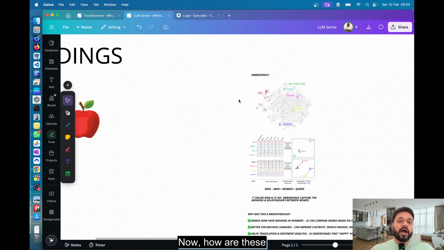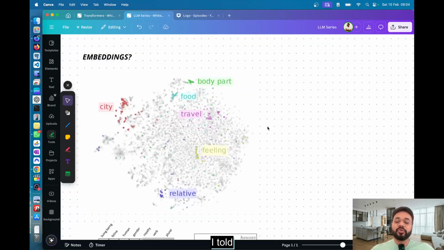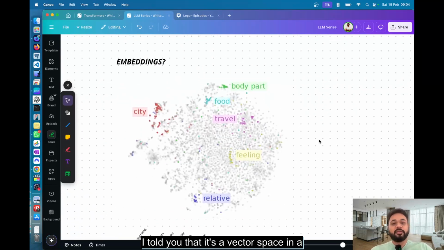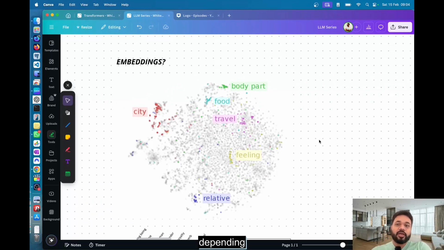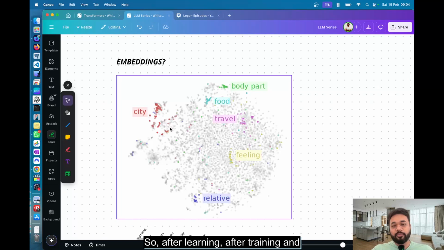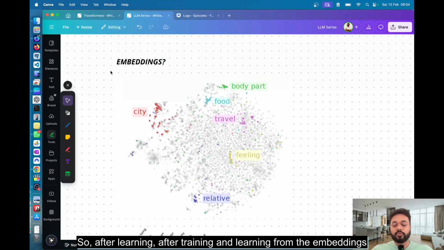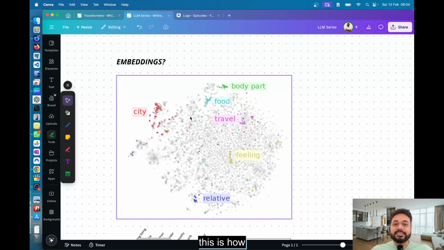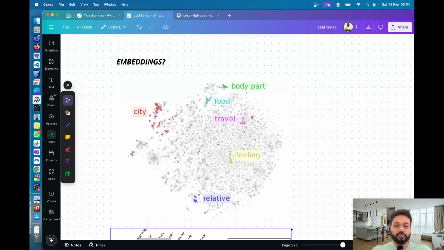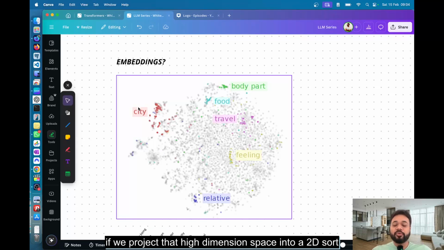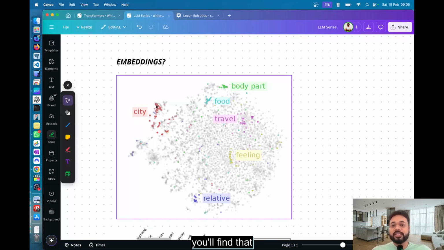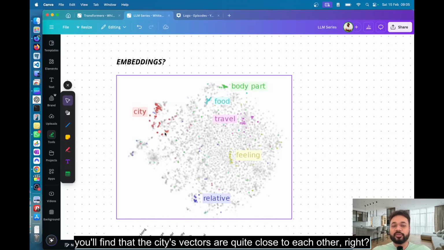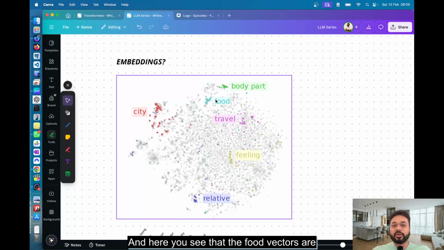Now, how are these embeddings basically represented, right? I told you that it's a vector space in a high dimension vector, in a 300 dimension vector, or even more dimensions, depending on which model you are using. So after training and learning from the embeddings themselves, if we project that high dimension space into a 2D or 3D space, you'll find that the city vectors are quite close to each other, right? And here you see that the food vectors are quite close to each other. Similarly, body parts, feelings and relatives.